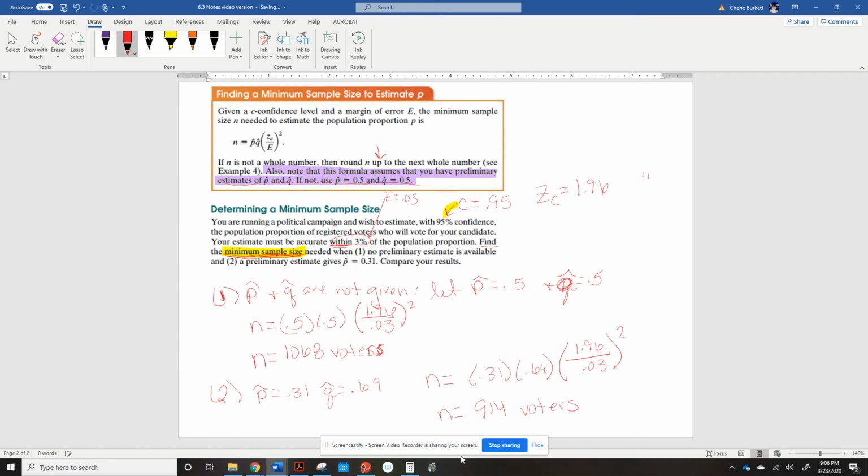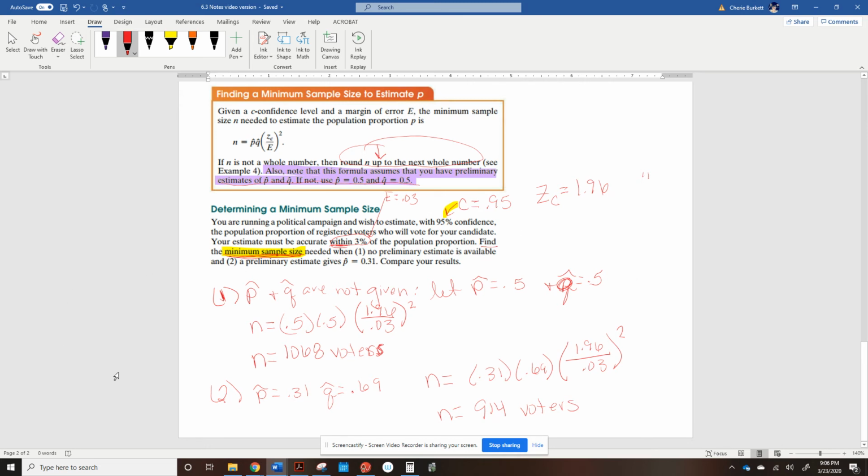Okay, it says right there, round up, round to the next whole number. No matter what the decimal value is, you always round up. Because if you had one fewer voters, it wouldn't be enough to have this margin of error with this confidence interval.